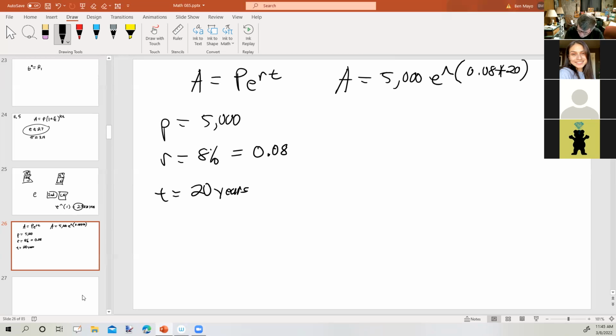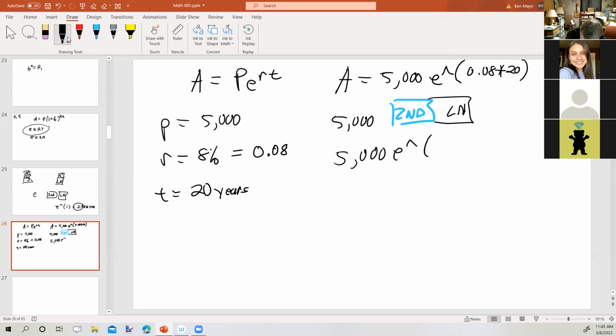Now, if I want to, I can predetermine what 0.08 times 20 is, or I can just put parentheses around the whole thing. I'm going to just leave it. So in my calculator, I'm going to put 5,000. Now I need to access e, so I'm going to push the second function, and then I'm going to push the ln button. So when I do that, I now should have this on my calculator. Okay, any questions about that?